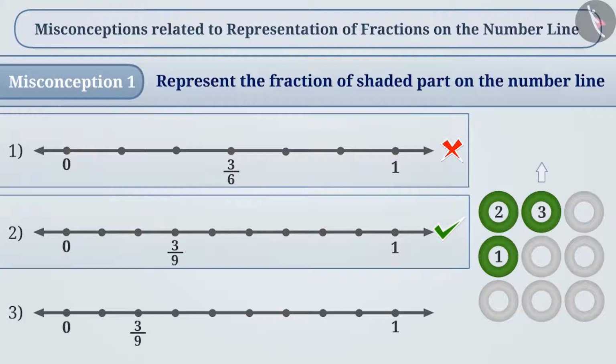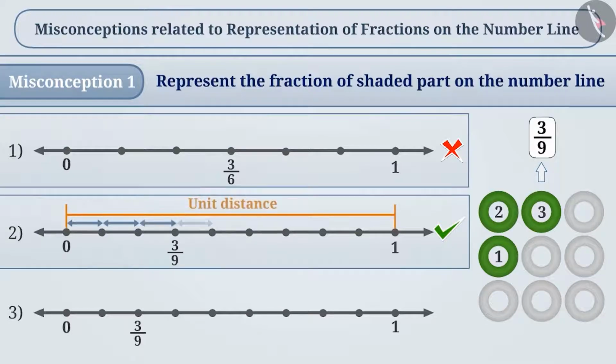The correct answer to this question is option 2 because here the shaded parts are 3 out of 9. So the fraction will be expressed as 3 by 9. To represent this on a number line, unit distance is divided into 9 parts, out of which 3 parts are taken to mark the fraction 3 by 9 correctly.